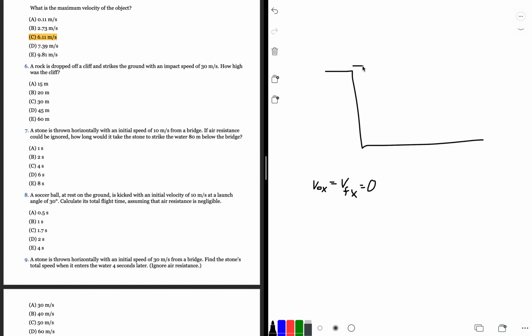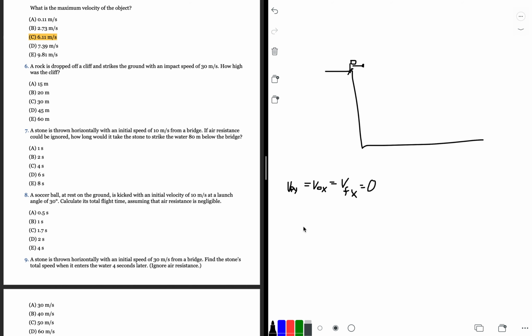Imagine someone's holding it over here. If it's dropped, then it has 0 initial vertical velocity, right? Because it doesn't say it's being thrown down toward the earth. It says it's being dropped, and it has no horizontal, nor does it have a final horizontal velocity. So how high was the cliff?